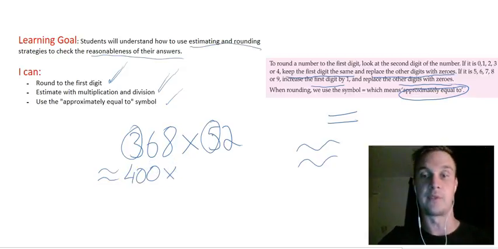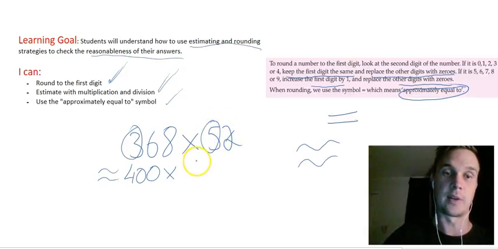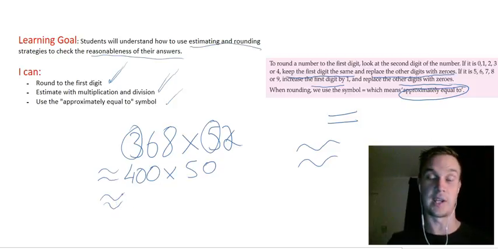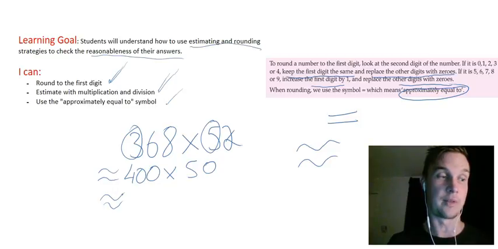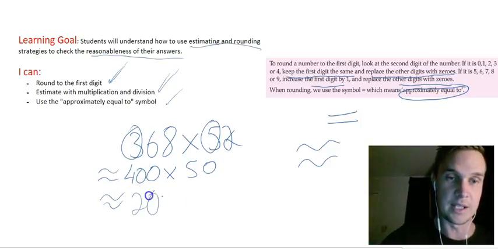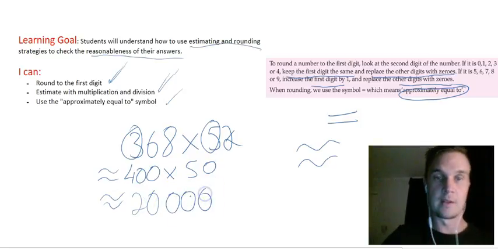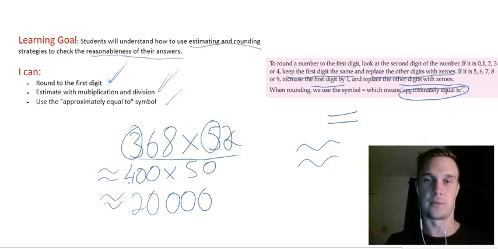Times that by 52. I look to the right, it is 2, so that number is going to stay the same. I'll replace the 2 with a 0. So I have 400 times 50. Now again, I'm going to use the approximate equal sign because we're going through the stages. It won't be an exact answer. All I need to do now is multiply 400 by 50, and I know that I get my answer of 20,000. So when I actually do the equation, I should get an actual answer, but this just gives us a reasonable answer as we go through.